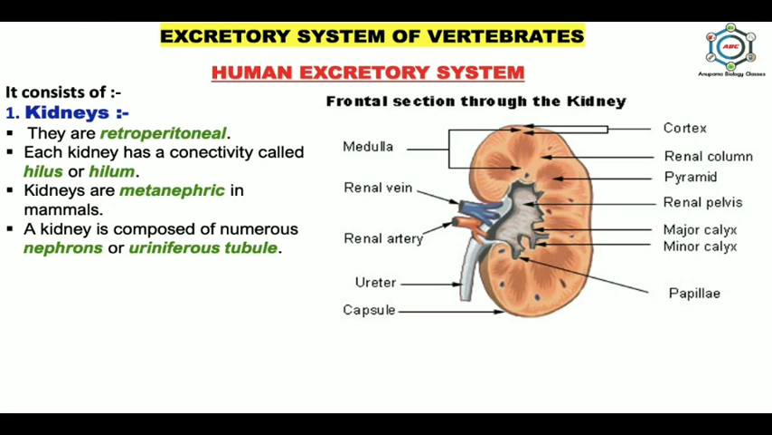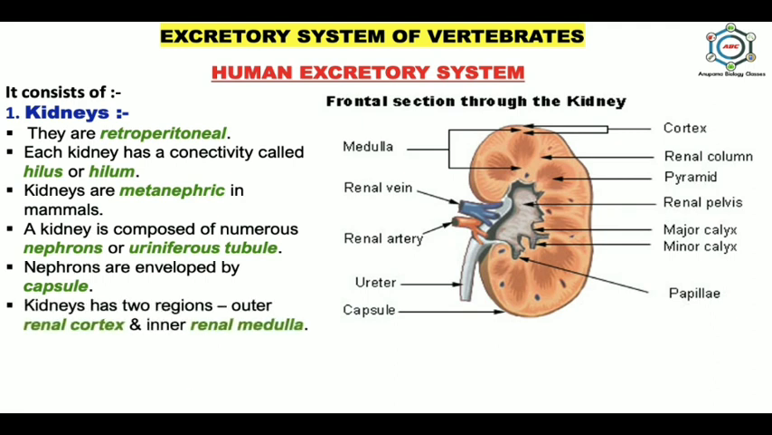A kidney is composed of numerous nephrons or uriniferous tubules. Nephrons are the functional and structural unit of the kidney. We will describe the structure of the nephron ahead. The kidney is enveloped by a capsule. You can see in the picture the arrow indicates the capsule. It is the outermost covering which contains the nephrons.